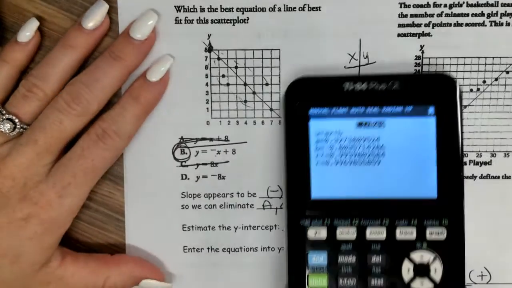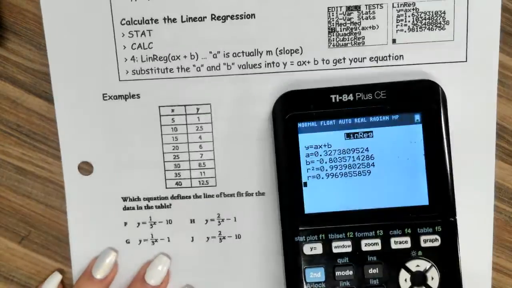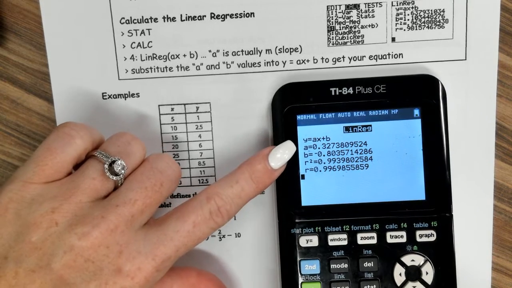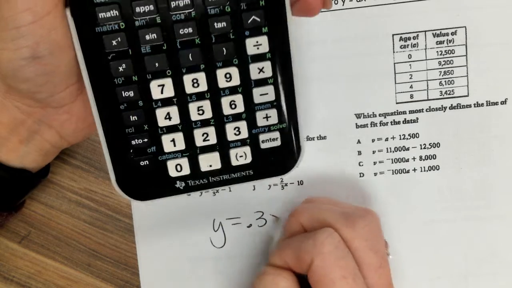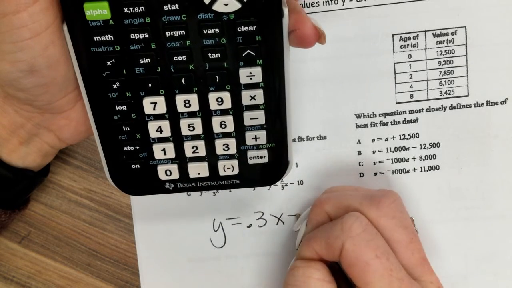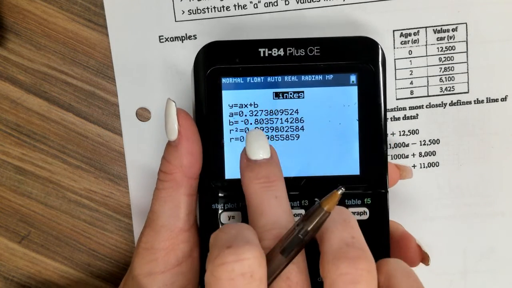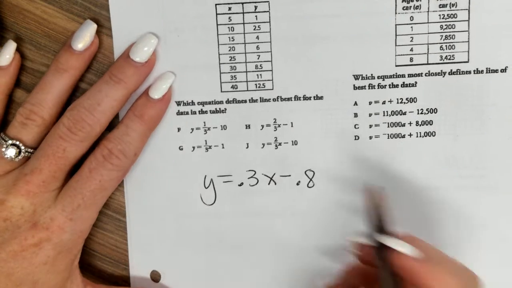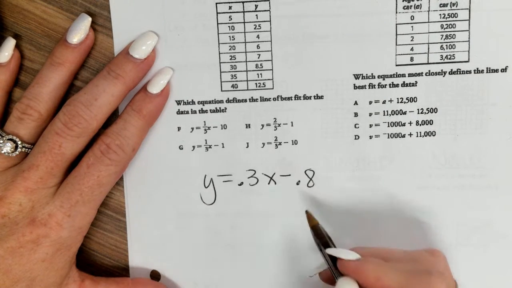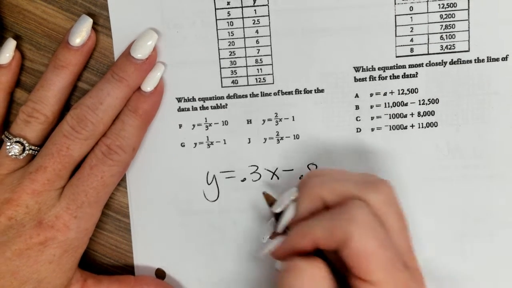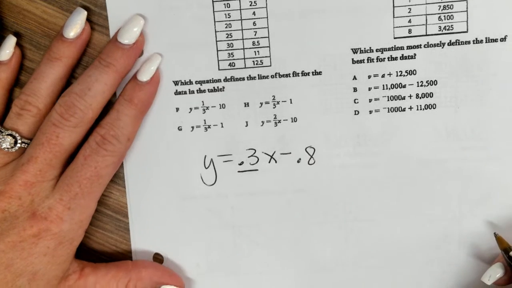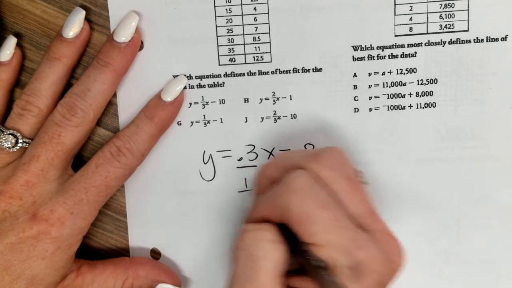All right, so based off of this equation, where was I? Over here. I have y equals 0.3x, so I'm going to write that down, minus 0.8. Where did I get that from? Right here, yes? Does everybody see it? So based on this, which two answer choices could I mark out, because what is this slope? 1/3. That's about 1/3, yes?